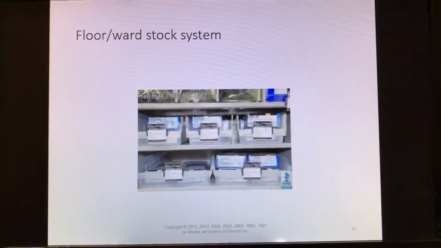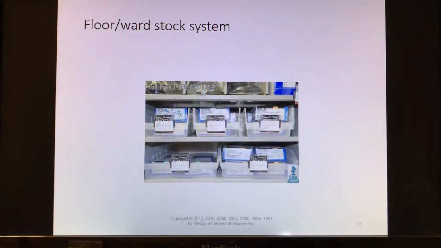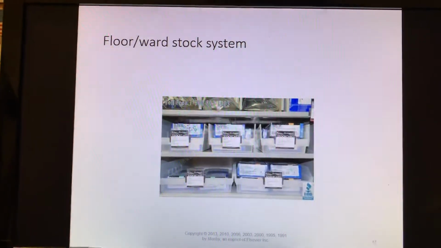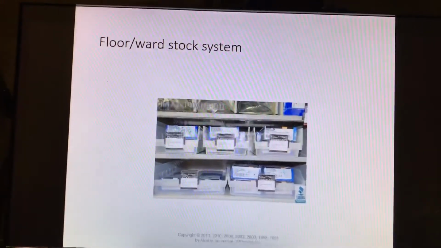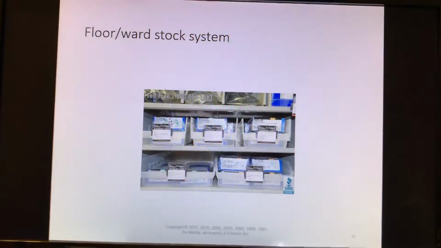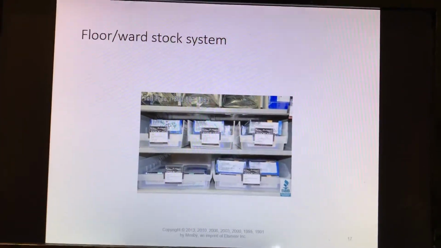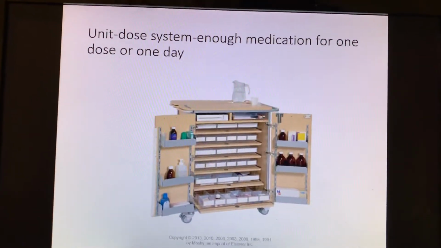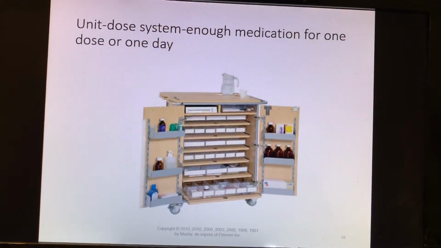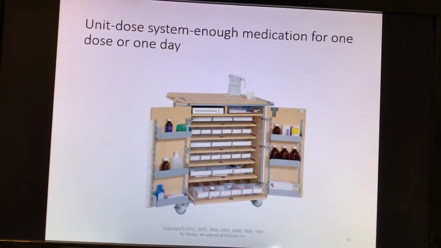There is an example of a ward or floor stock system where you go in the room, you get what you need. You used to peel off a little sticker and put it on the patient's daily card. Now everything's pretty much computer and barcode. Unit dose system gives you enough medication for 1 dose or 1 day, and you store it in your med cart in the patient's particular drawer.